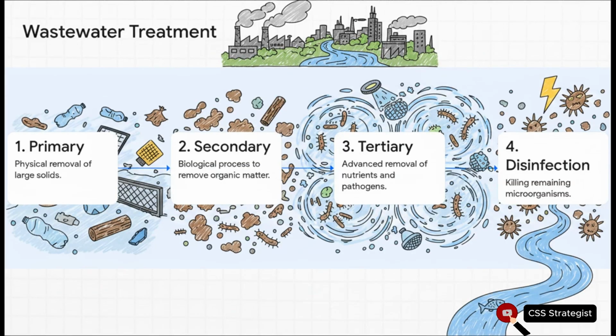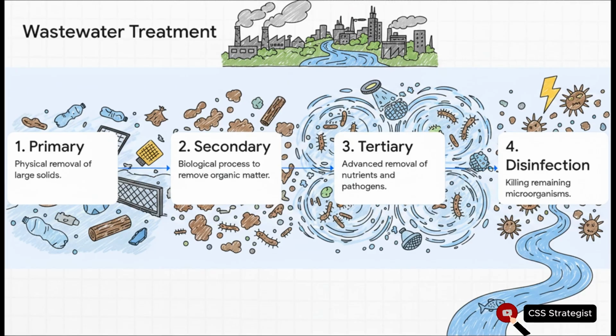This here is the core technological fix for that point source pollution from our cities and factories. So how does it work? Well, primary treatment is pretty simple. It's like a big screen that filters out all the large stuff. Secondary treatment uses good bacteria to eat up the dissolved waste. And tertiary treatment is the advanced, deep cleaning stage that removes specific chemicals and nutrients before the water is finally disinfected and released.